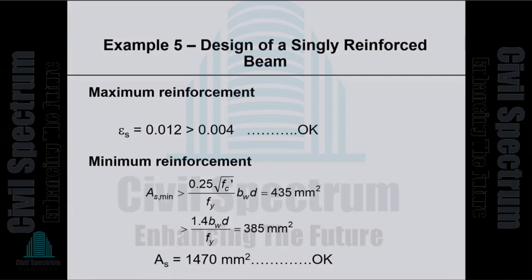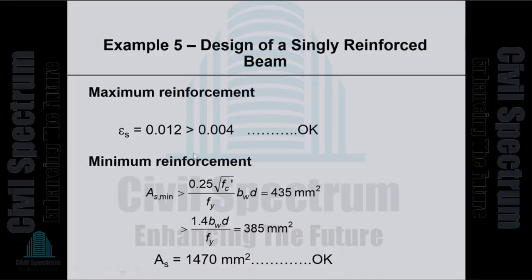Okay, maximum reinforcement. Remember now, maximum reinforcement is stated like the net tensile strain shall not be any less than 0.004. Our net tensile strain was calculated as 0.012, which being larger than 0.004, we have not gone beyond the maximum reinforcement prescribed in ACI 318.